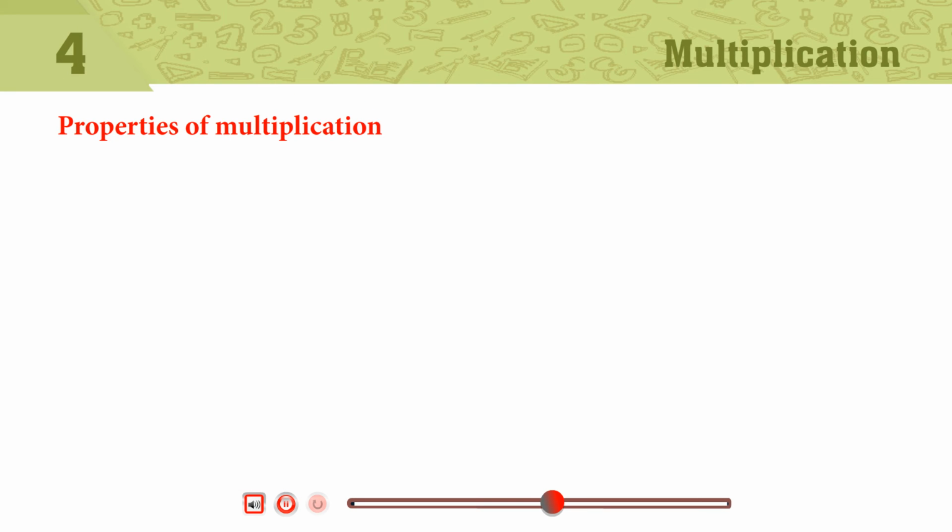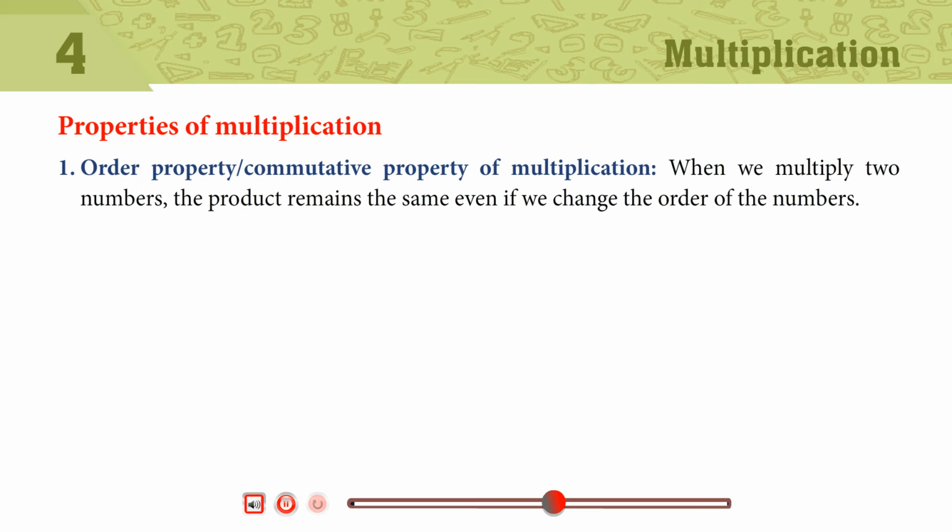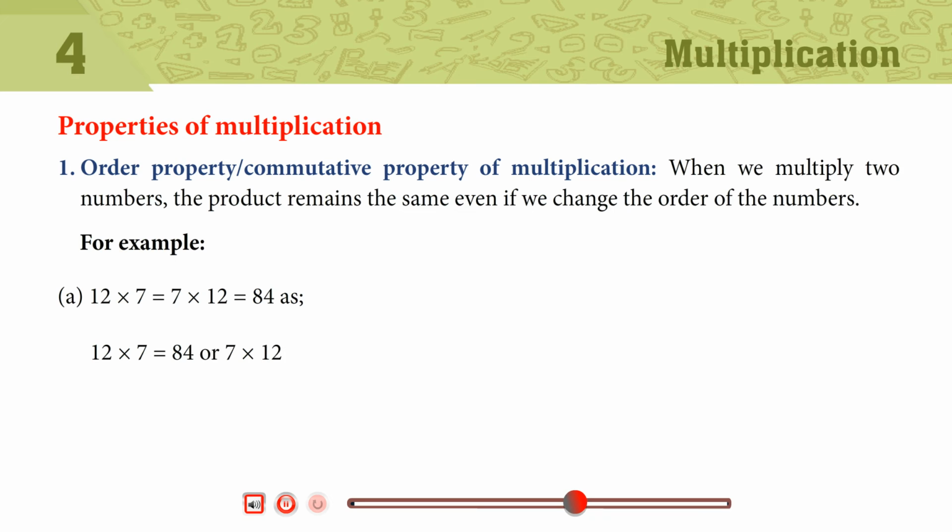Properties of multiplication. 1. Order property or commutative property of multiplication. When we multiply two numbers, the product remains the same even if we change the order of the numbers. For example, 12 into 7 is equal to 7 into 12 is equal to 84, as 12 into 7 is equal to 84, or 7 into 12 is equal to 84.